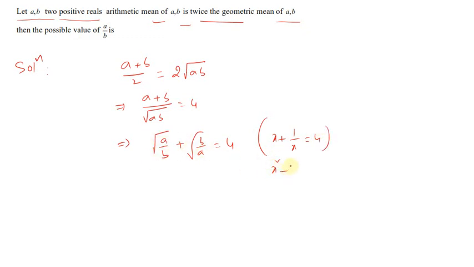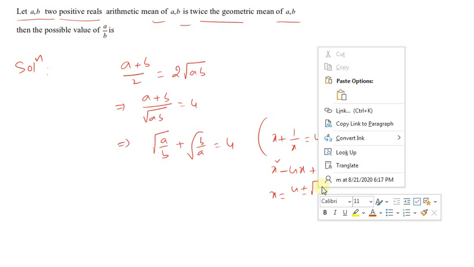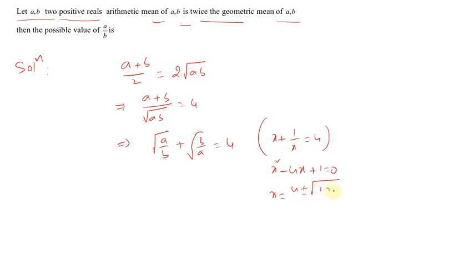By taking LCM, x square minus 4x plus 1 equals 0, and x equals (4 plus or minus square root of b square, 16 minus 4ac) by 2, and you are getting root 12 by 2. So this is root 12, which is 2 root 3. So you can write this as 2 plus or minus root 3. So finally you got x equals 2 plus or minus root 3, meaning root of A by B equals 2 plus or minus root 3. A by B equals (2 plus or minus root 3) whole square.